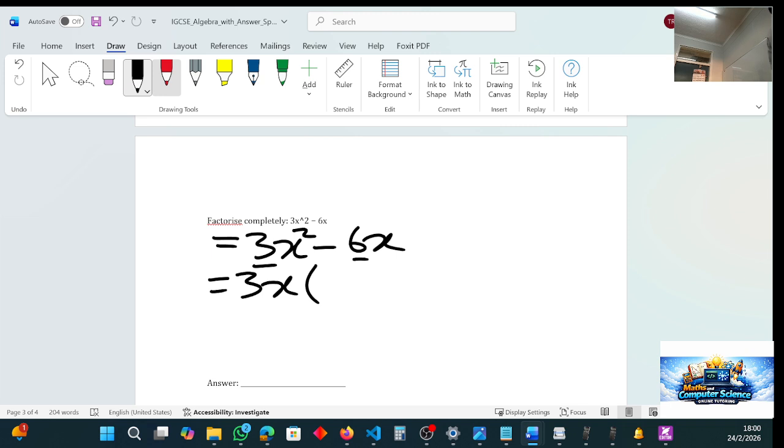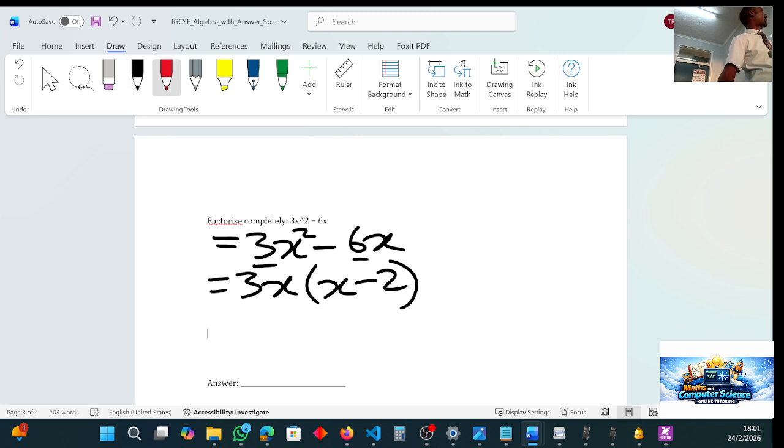Now when I divide the first term by 3x, it will give me x. Then there's a negative there. I divide a negative by positive, the result is negative. Then the last part will be 6x divided by 3x. That will give me a 2. I think that's it for that problem.